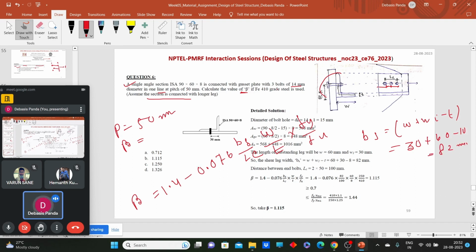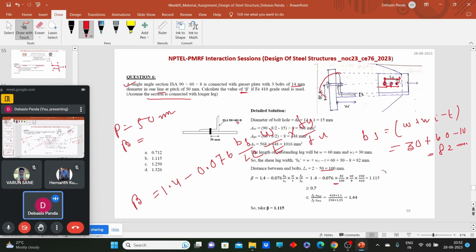What is the Lc value? We have 3 bolts with pitch 50. So what is the value of Lc? Lc is the length of the connection. It is the distance from the first bolt to the center of the last bolt. So what will be that? 50 plus 50, 100. Now, what will be the w value? It is the width of the outstanding leg, 60.